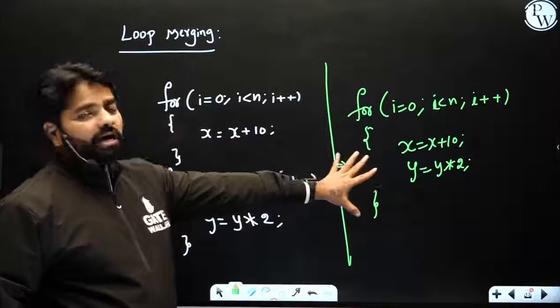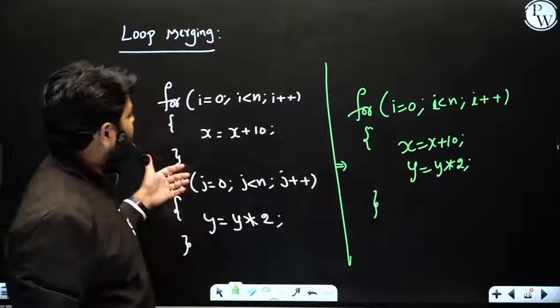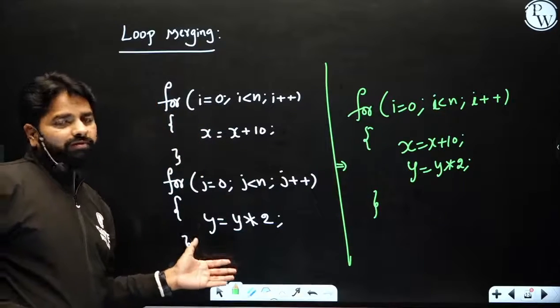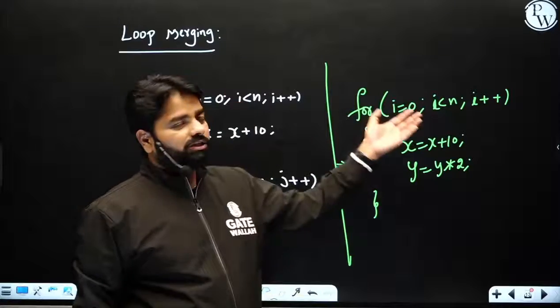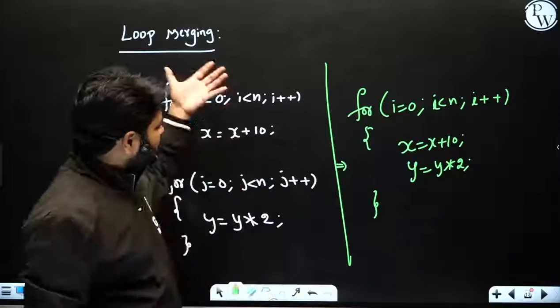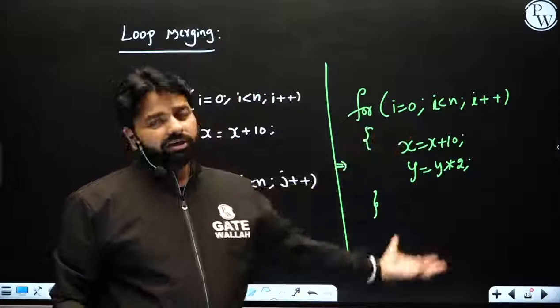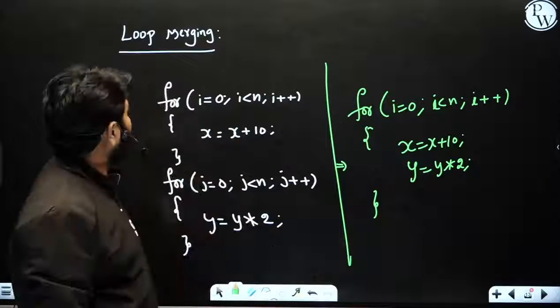So this is the optimized version, and this one is executing more number of times, so it takes more time compared to this one. You can check how many instructions are executed here and how many are executed there. You can try that as homework. Okay. Loop merging.